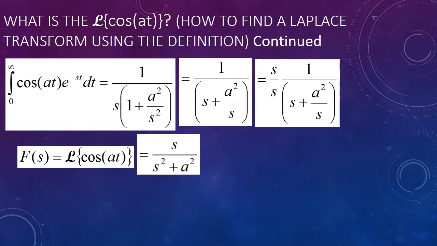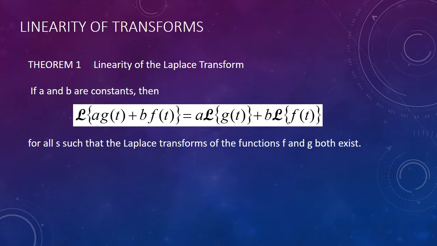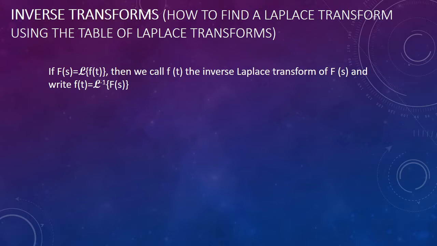Now, Laplace transforms have some properties. They have distributive properties and commutative properties, just like a lot of other algebraic ideas. So what we can do here is if we have a constant times a function and the sum of two functions, we can distribute the Laplace transform to each individual function and also factor out any constants. So we're going to use those properties to do more complicated Laplace transforms.